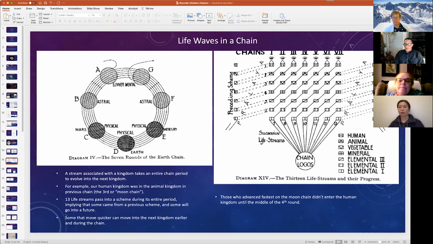1, 2, 3, 4, 5, 6 started and continued through, and then 7, 8, 9, 10, 11, 12, 13 carried on, came in from the outside in order to help it continue, with the various ones going off.